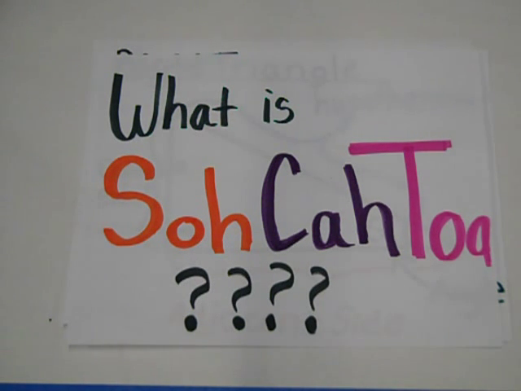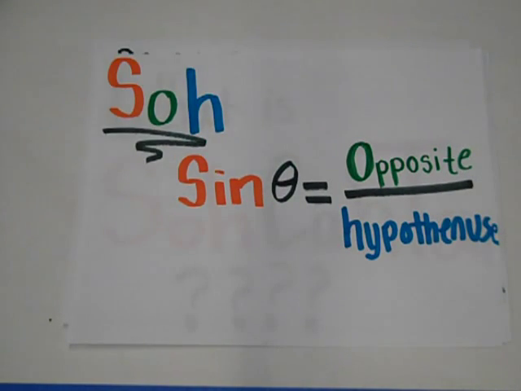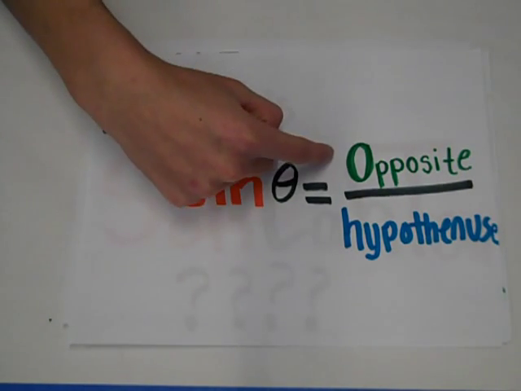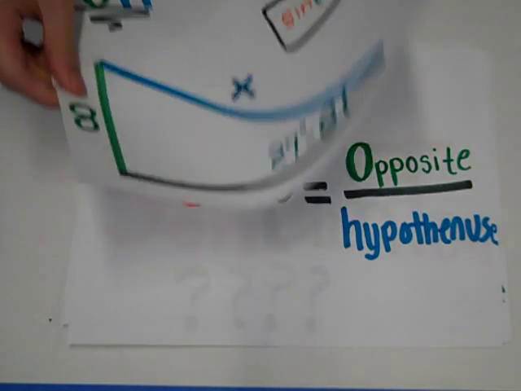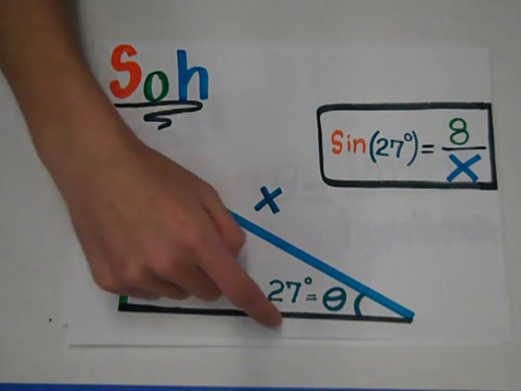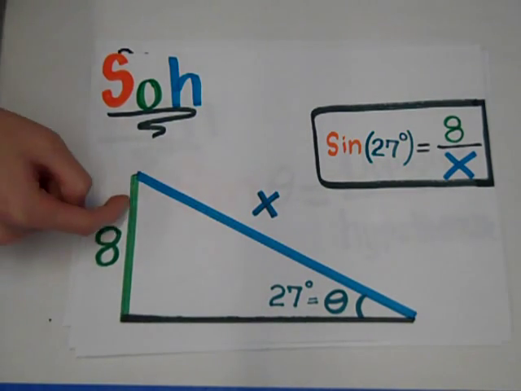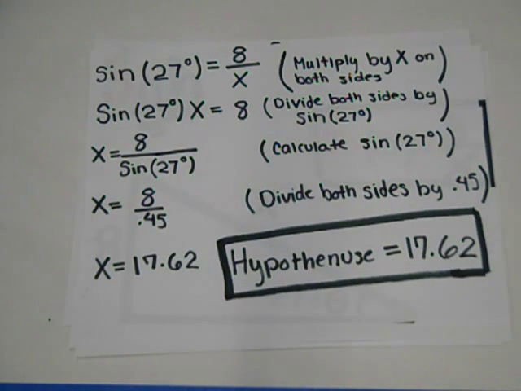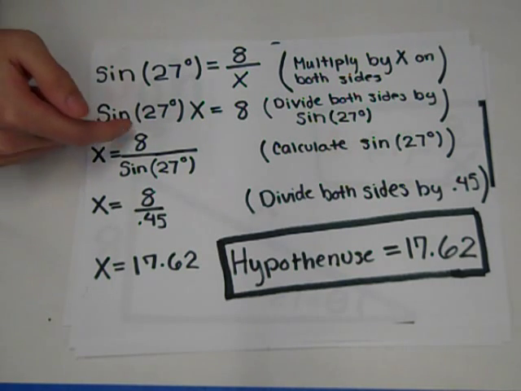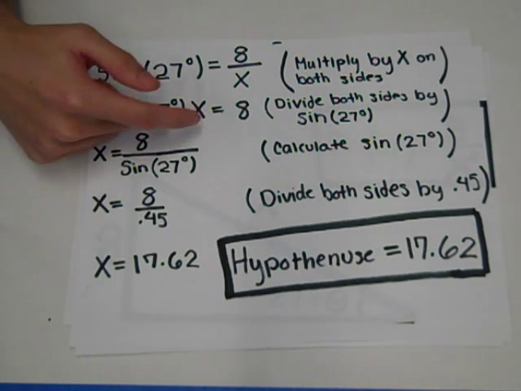We will start with SO. SO is sine of theta equals opposite over hypotenuse. We can see that in this example, we are given the angle and the opposite side length, which means we must set the hypotenuse as variable x. The first step is to multiply by x on both sides of the equation, which leaves you with the sine of 27 degrees times x is equal to 8.